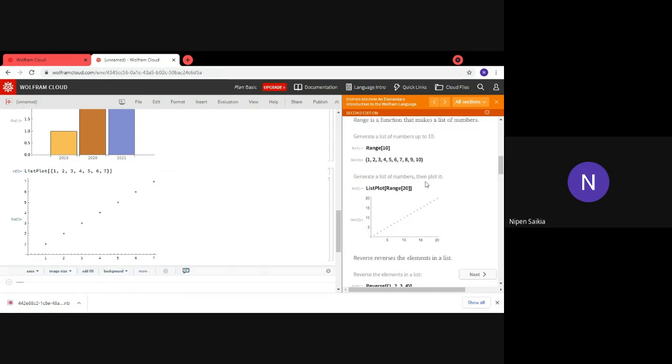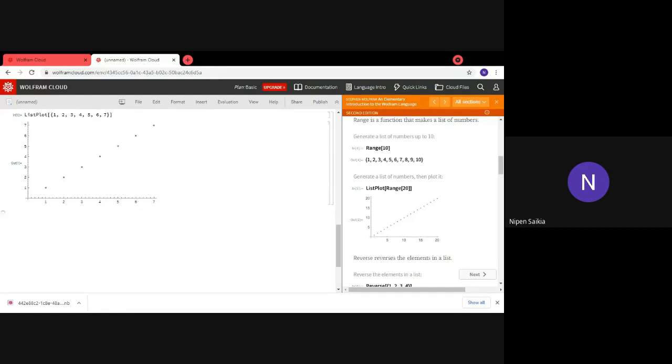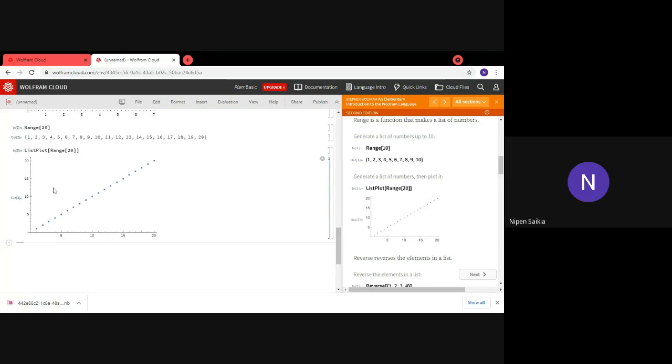And then the Range command. We can also give the Range command. It will give the range of numbers. Say I want the first 20 numbers as a range. So if I put Range[20], you will get the first 20 numbers. I want to plot these first 20 numbers in this form. So I will just write ListPlot, then I will write Range. Instead of writing all these numbers, I will simply write Range[20]. So we'll get this one like this.